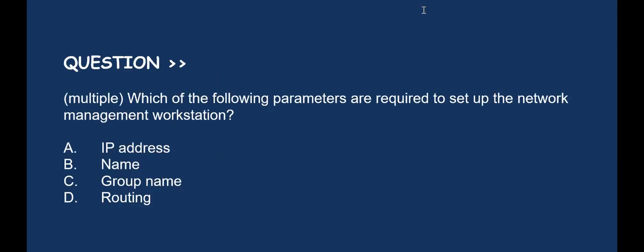Next one, which of the following parameters are required to set up network management workstation? Option A, IP address. Option B, name. Option C, group name. Option D, routing. The correct answers are option A, B, C and D.